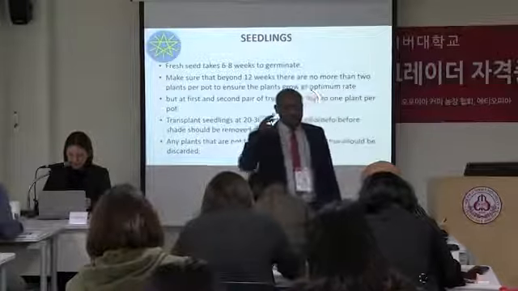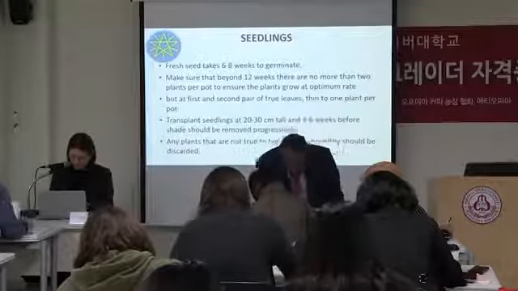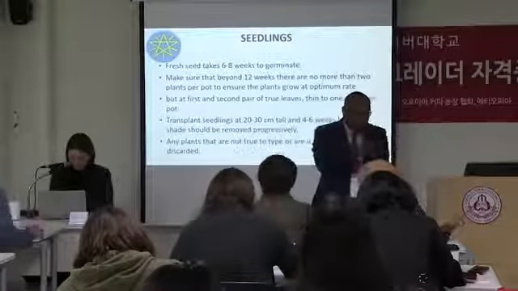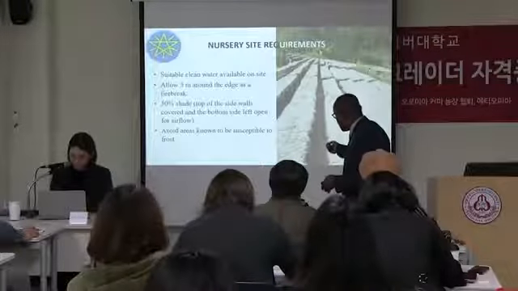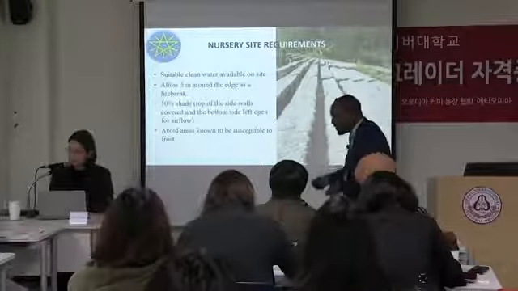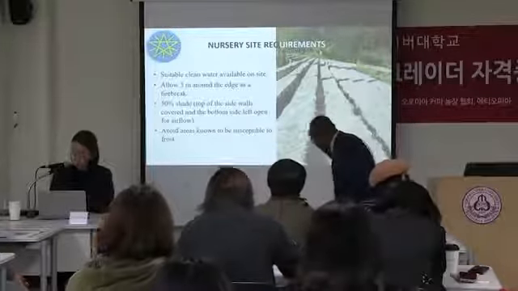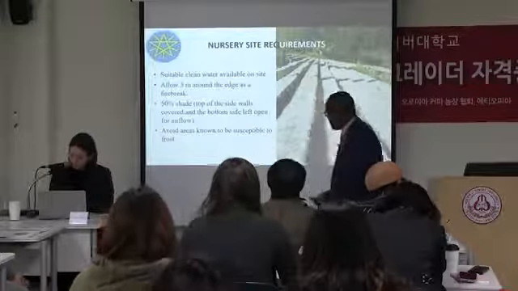4 to 6 weeks before transplanting, before we transplant from the nursery to the main field, we must reduce the shades. Have you seen the shades? These shades must be removed 4 to 6 weeks before transplanting our seedlings to the main field, reducing progressively, gradually.